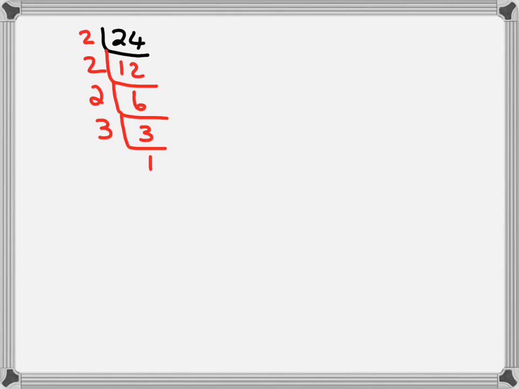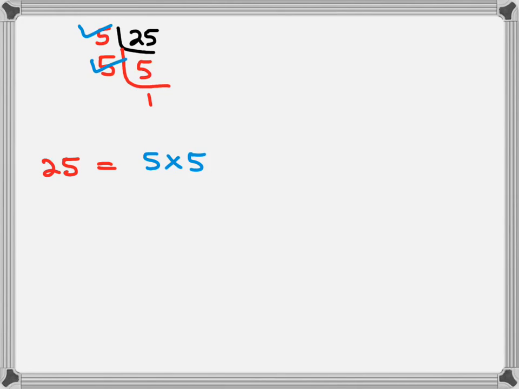Let's list our factors of 24. These are our prime factors. These are all prime numbers. You see that? The prime factors of 24 are 2 times that 2 there, 2 times that 2 there, 2 times that 2 there's done. Okay, now times 3, which is that 3 there. Those are the prime factors of 24.